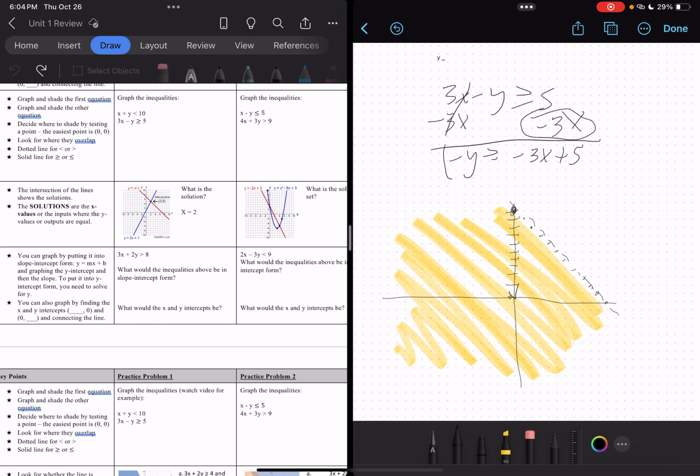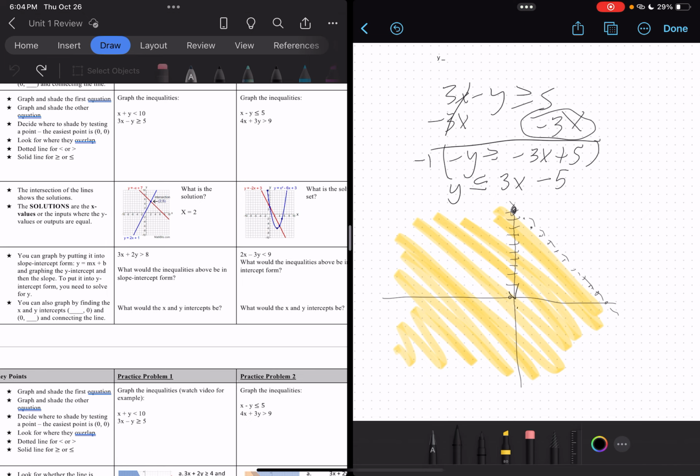Then I'm going to multiply the whole thing by a negative because I want to neutralize the negative in front of the y. When I do that, because I'm multiplying or dividing by a negative, I need to flip my sign. So this will be y is less than or equal to, a negative times negative 3x becomes positive 3x, and negative 1 times 5 becomes negative 5.